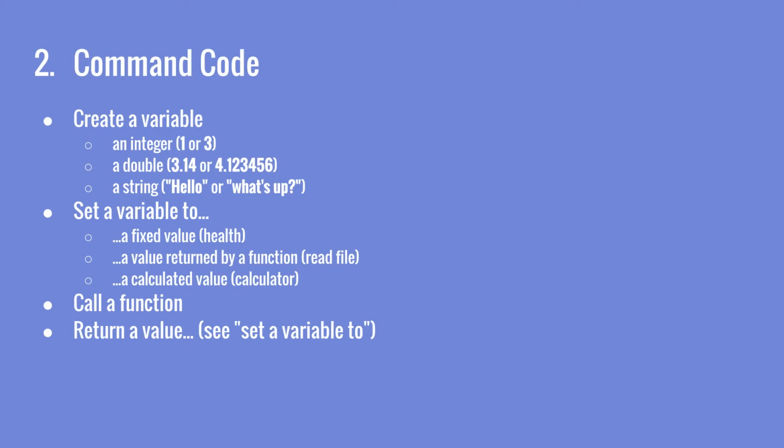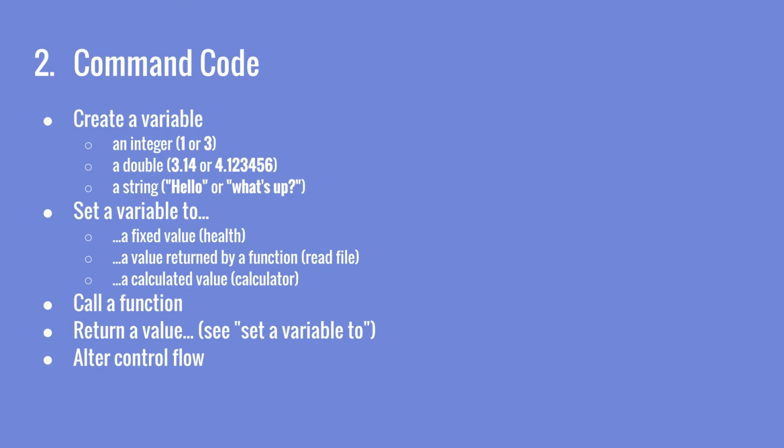You can return a value. If you're in a function and you want to pass back a value, you use the return keyword, and you can return anything that you can set a variable to. So you can return a fixed value, like just return 5 every time. Or you can return a value returned from another function. Or you can calculate a value.